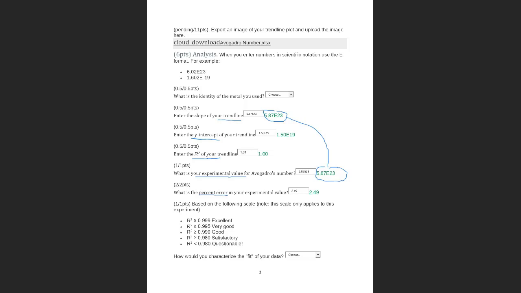So what is the formula of the percent error? The percent error is going to be the observed value minus the accepted value, divided by the accepted value, times 100.